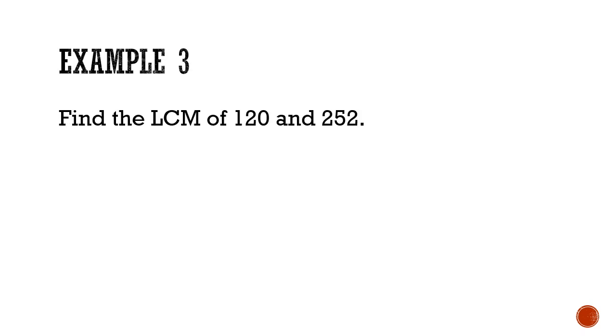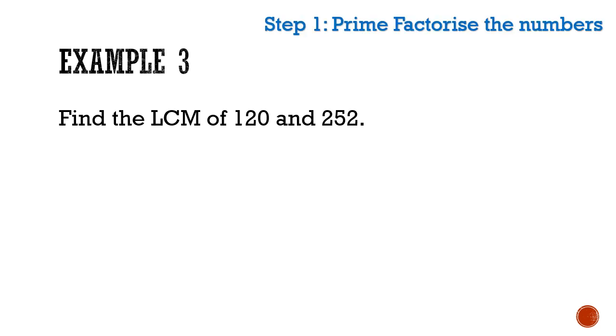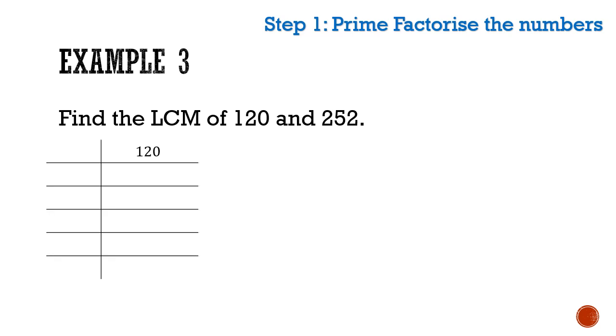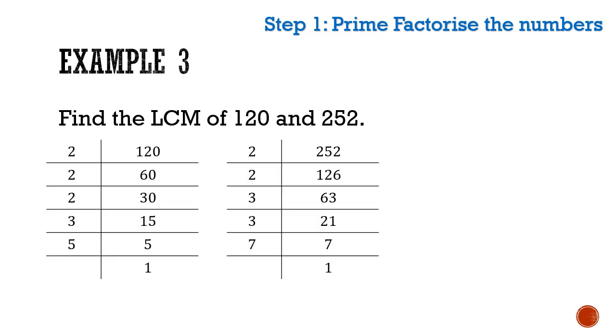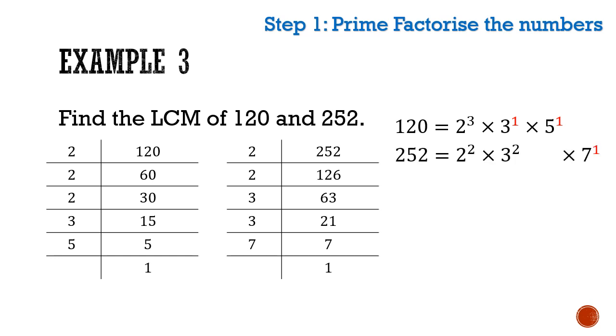And now for example 3, I'm going to walk you through the 2 steps of finding the LCM of 2 numbers, our favorite numbers 120 and 252. Well, step 1 is exactly the same. We need to prime factorize these numbers that we've done before. So we'll use the ladder frames. We're going to express these 2 numbers as the products of their prime factors. So exactly the same as example 1 and example 2.